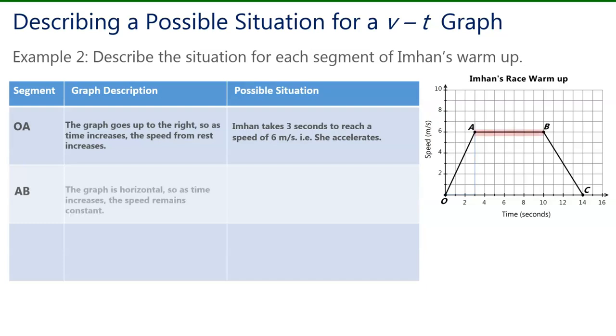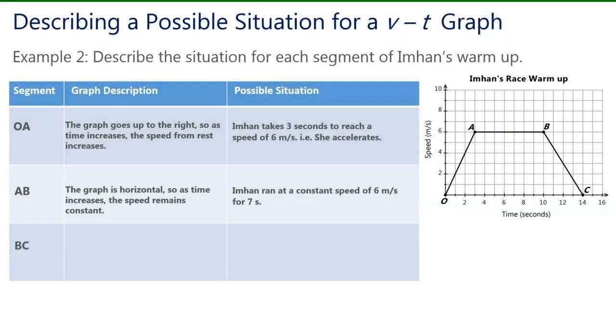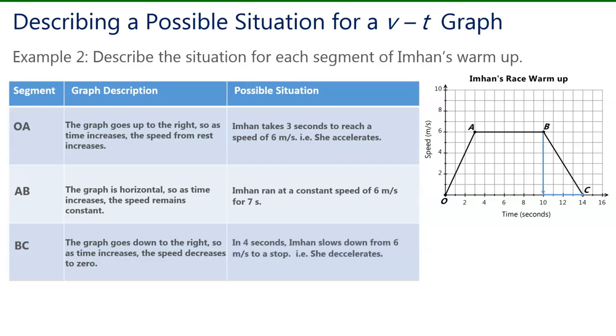Segment AB. The graph is horizontal, so as time increases, the speed remains constant. Iman ran at a constant speed of 6 meters per second for 7 seconds. Segment BC. The graph goes down to the right, so as time increases, the speed decreases to 0. In 4 seconds, Iman slows down from 6 meters per second to a stop. In other words, she decelerates.